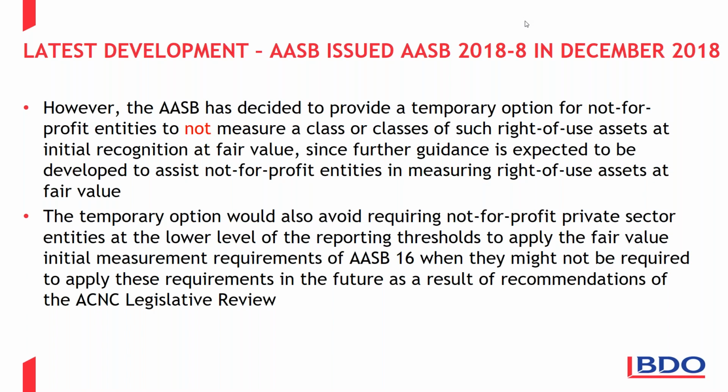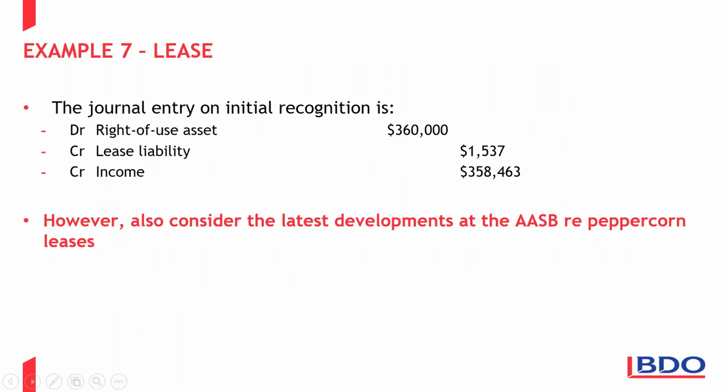Well, really what you're going to do if you are applying this temporary option to the class of the asset is you actually just recognize the right of use asset as the present value of the payment. In other words, in our previous example, we had an amount of $1,537 being the lease liability, and that would then be your right of use asset. You wouldn't actually be bringing on this $360,000 because you would be applying the temporary option not to actually measure the right of use asset as that amount. So your lease liability and your right of use asset would effectively be equal to each other.